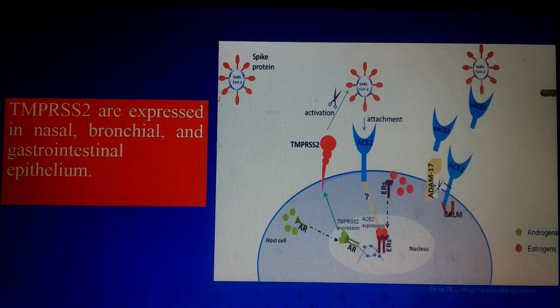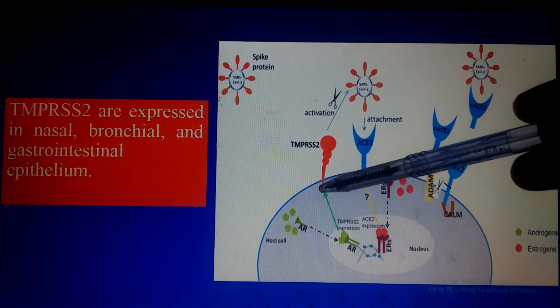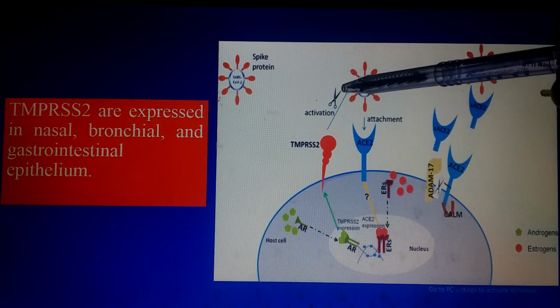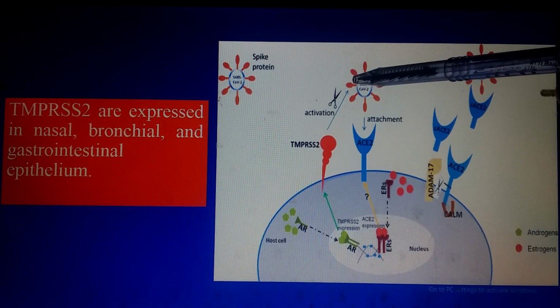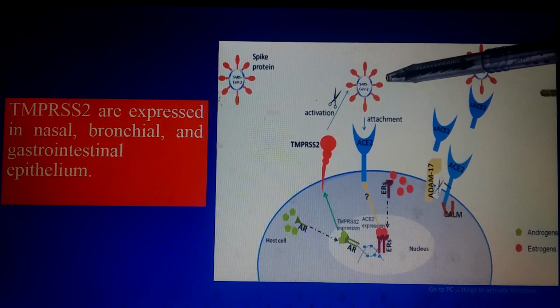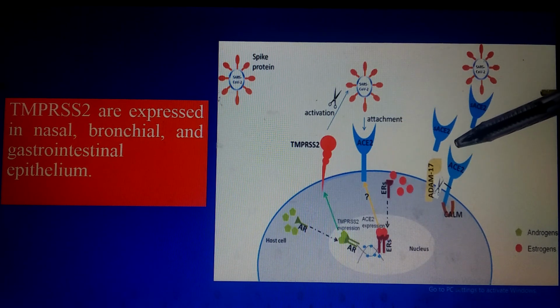So transmembrane proteases are expressed in the nasal, bronchial, and gastrointestinal epithelium, and you can see here there is ACE2, and where there is ACE2 you can see the transmembrane serine proteases. These act like a scissor and cleave the spike proteins into subunits, and then the coronavirus becomes active after the cleavage of the spike protein and causes infection to the host.